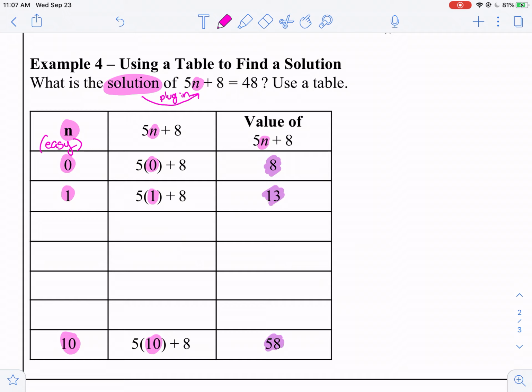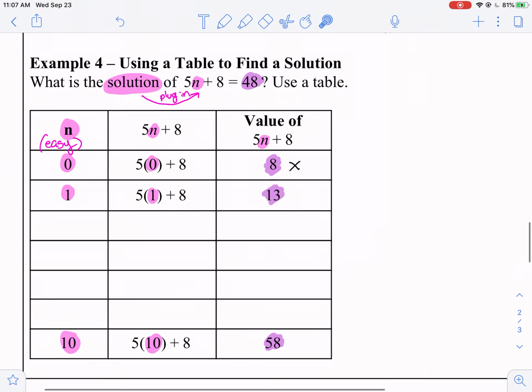It's easy to plug in 0 because we get 5 times 0 plus 8. That's easy to do. 5 times 0 is 0. 0 plus 8 is 8. But is that equal to 48? No, it's wrong. So, bummer. Okay. We try again. Let's try 1. We plug in 1 for our n. 5 times 1 is 5, plus 8 is 13. That's still not 48. Shoot.